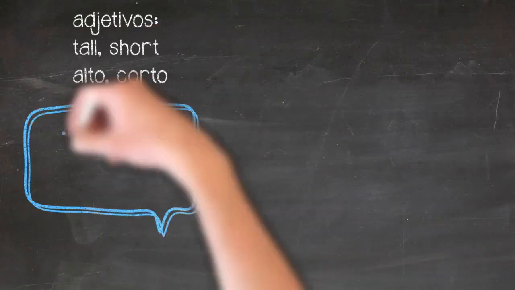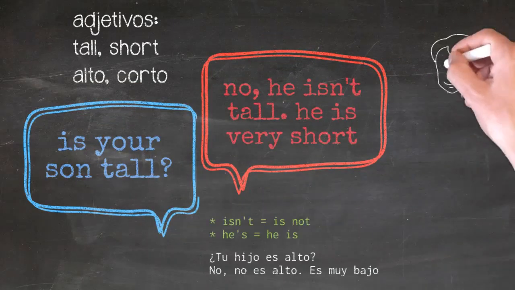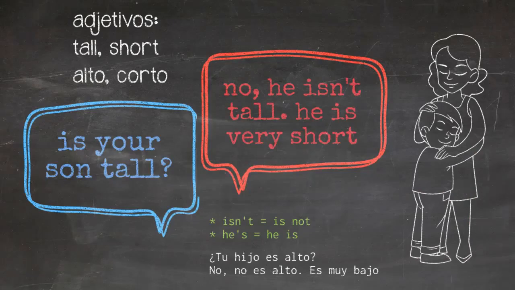Más ejemplos con adjetivos tall and short, alto y corto. Is your son tall? No, he isn't tall, he's very short.